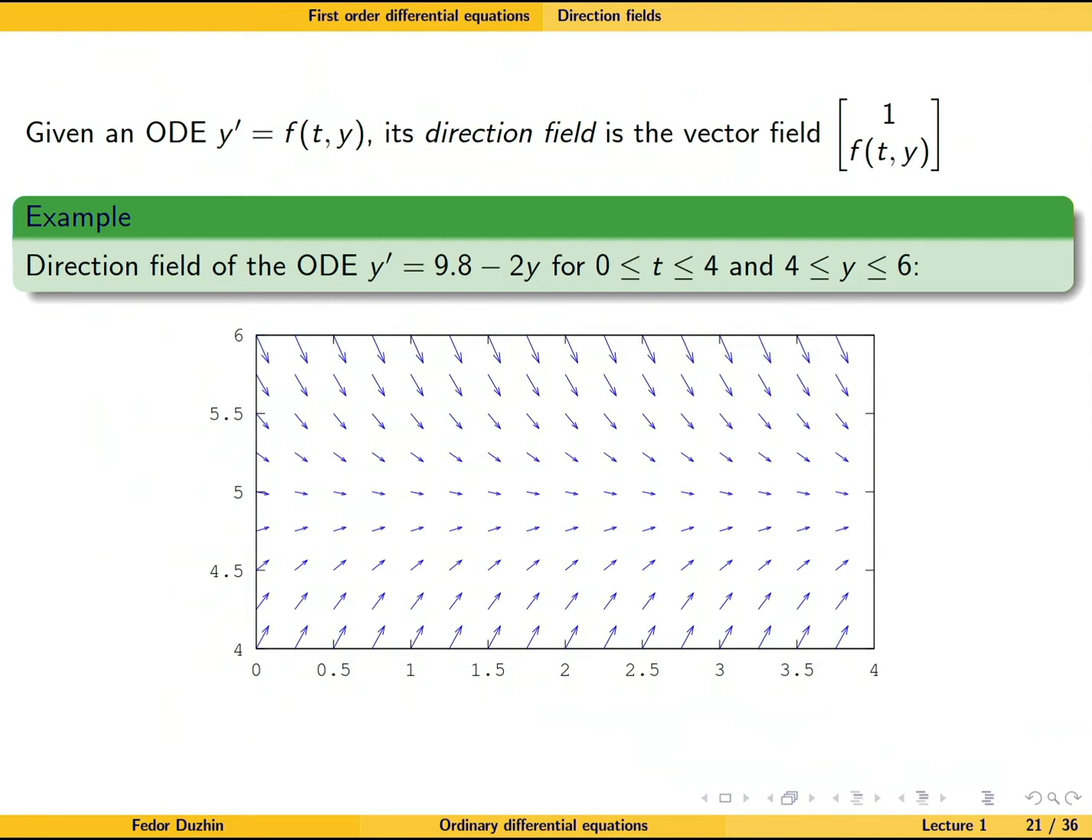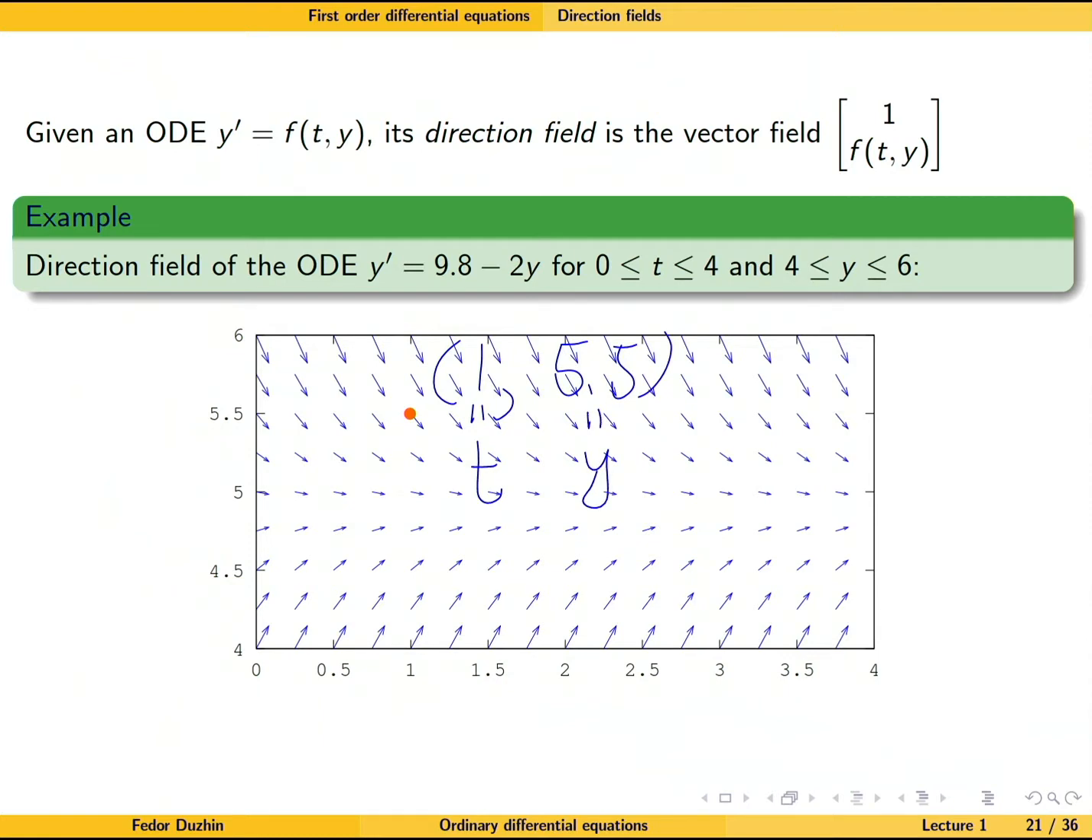Right? So here is the direction field of the differential equation y prime equals 9.8 minus 2y. So what does it mean? Maybe let me explain. Let's look at any particular point, say 1 and 5.5. So this is the point where t is 1 and y is 5.5.